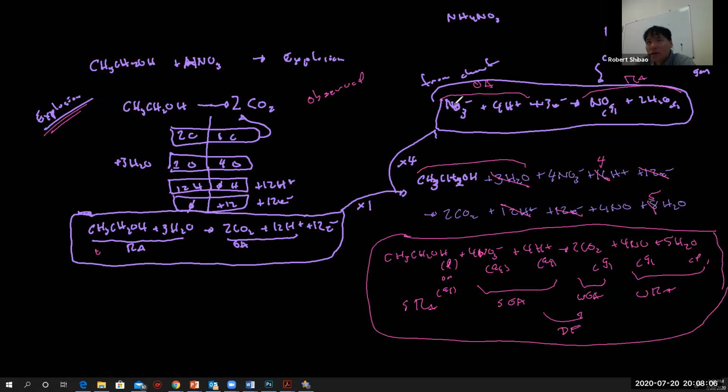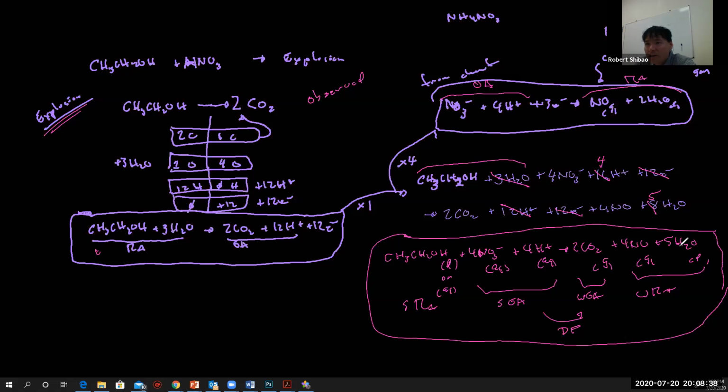Then we check the charge. -1 for nitrate, -3 for the electrons gives us -4, +4 is 0. This is 0 and 0, so it works. And then we could check the balance of the final equation. There should be no free electrons here, but we got to check the atom and charge balance. There's 2 carbons, and I have 2 carbons here. There's 3, 5, 6 hydrogens, plus 4 is 10 hydrogens on the left.